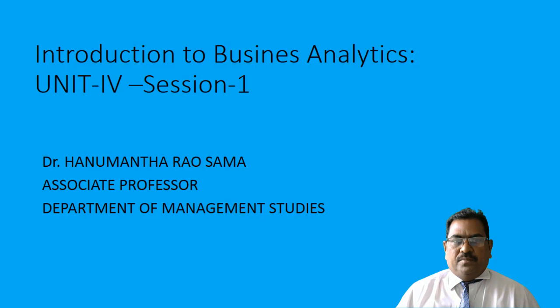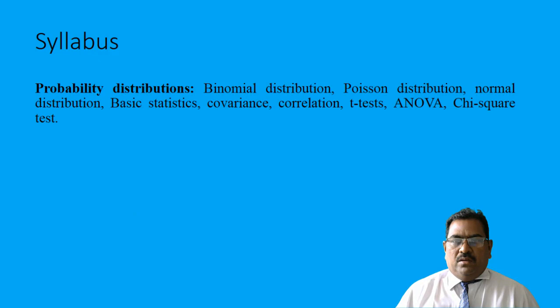Okay, in this session, I am going to start Unit 4. What are the topics covered in Unit 4? Binomial distribution and Poisson distribution, normal distribution, and basic statistics, covariance, correlation, t-test, ANOVA, chi-square test. These are all topics already covered in your first semester business statistics. There we learned using SPSS and Excel. Now we are going to discuss the same topics using R programming.